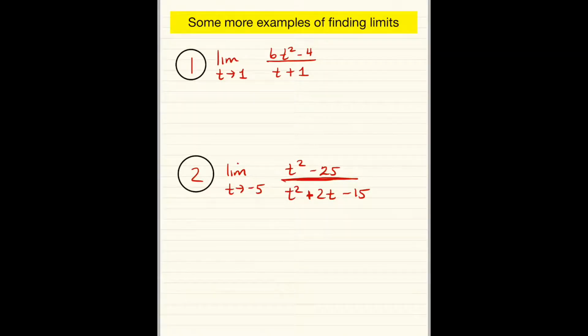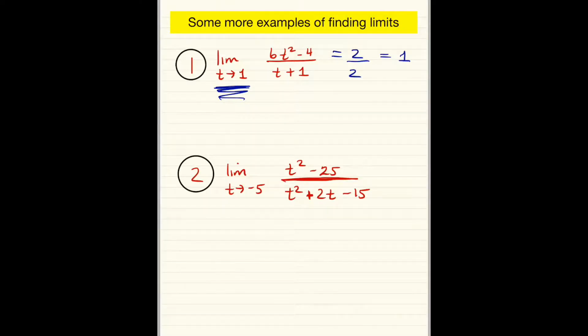So, in the first example, or actually in all of these examples, you should start with a direct substitution. Hopefully it'll give you a numerical value. So in this case here, when I go to plug in the number 1, the limit as t approaches 1 of 6t squared minus 4 over t plus 1, you'll notice when you plug in 1 for the t, you're going to get 2 in the numerator and 2 in the denominator. 2 over 2 is 1.